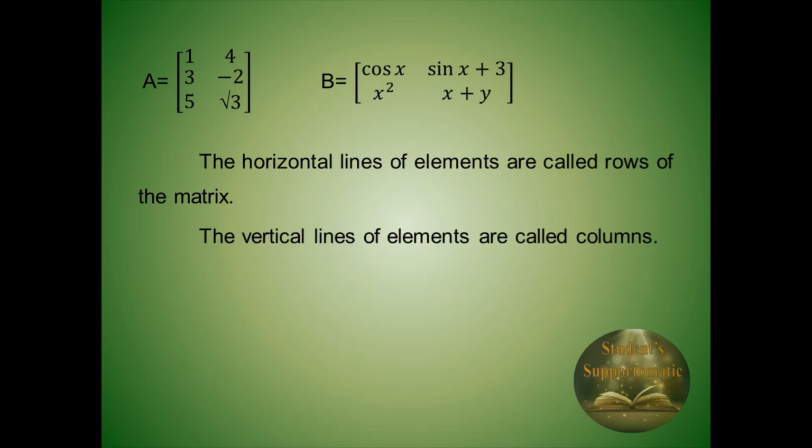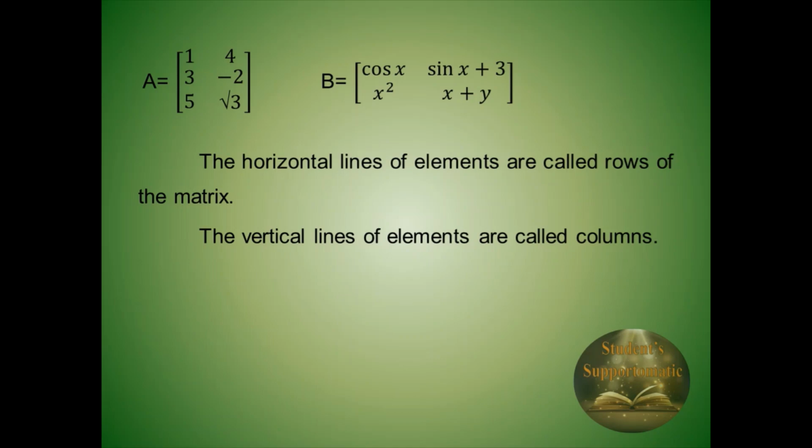Similarly, the vertical lines of elements are called columns of the matrix. 1 3 5 and 4 minus 2 root 3 are the columns of the matrix. 1 3 5 is the first column, 4 minus 2 root 3 is the second column. Similarly in matrix B, cos x and x square is the first column, and sin x plus 3 and x plus y is the second column.